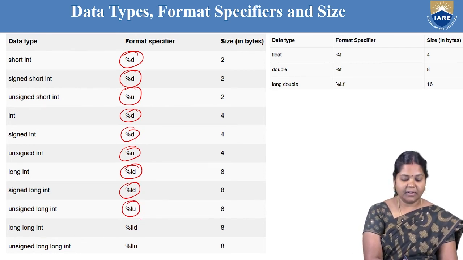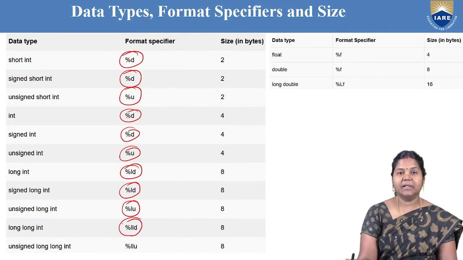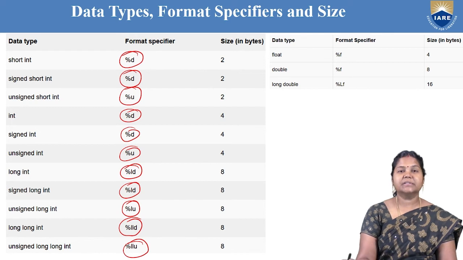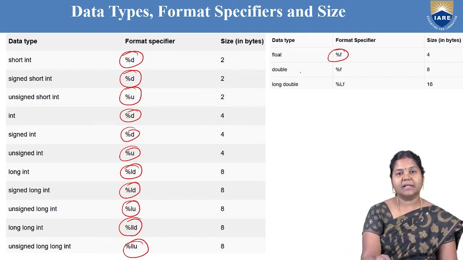For long long int, it is %lld. Then unsigned long long int, it is %llu. Then similarly for float, you have %f. For double, you can write %lf. For long double, you can write %Lf.